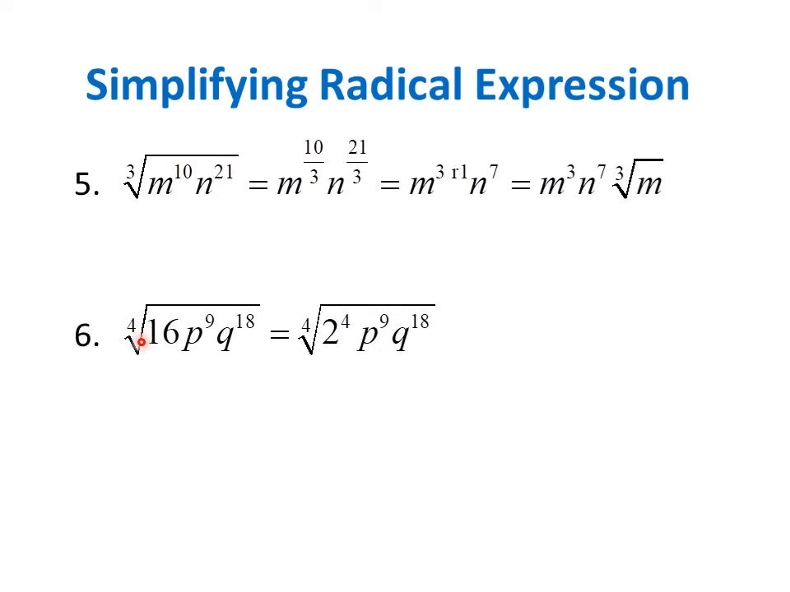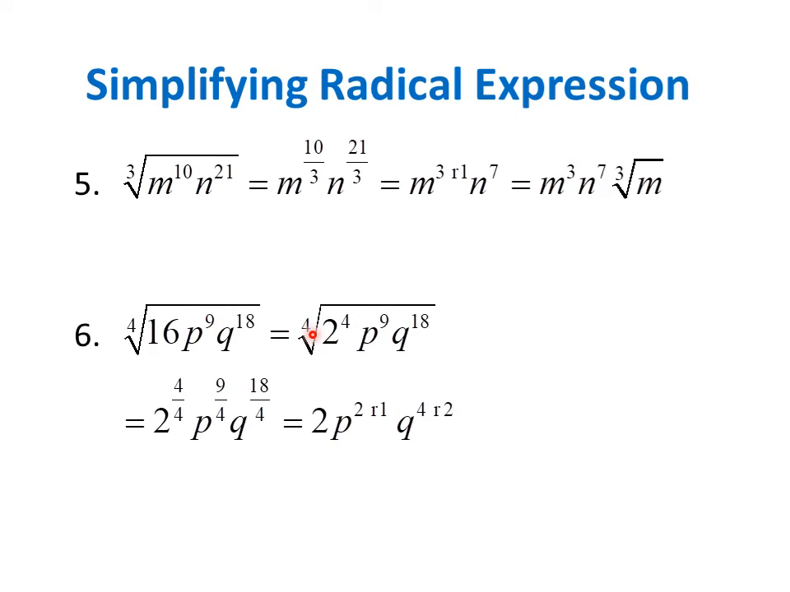Next, we have the fourth root of 16, p to the 9, q to the 18. Since we are getting the fourth root, we can write 16 as 2 to the 4. 2 times 2 is 4, times 2 is 8, times 2 is 16. Therefore, 16 is equal to 2 to the 4. Then we copy p to the 9 and q to the 18.